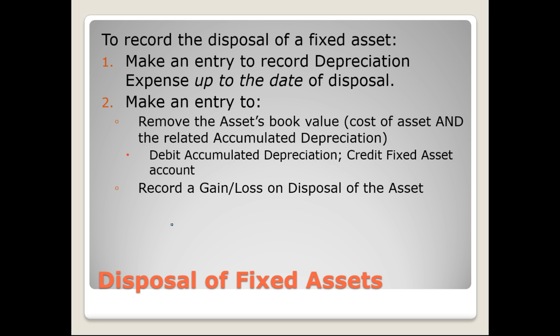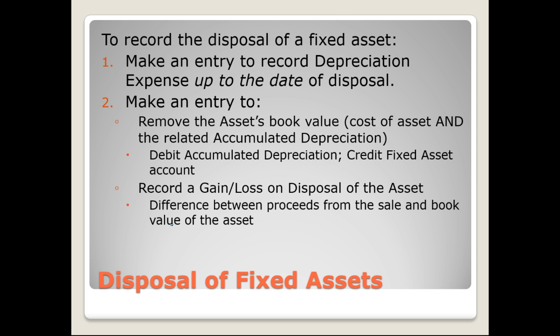We also need to record any gain or loss on disposal of the asset, which could happen, especially if the asset were sold. We could actually make a little money. We do this by finding the difference between the proceeds from the sale, the amount we actually received in the sale, and the book value of the asset. So we would debit cash, and we would credit any gain or loss on disposal of the asset.